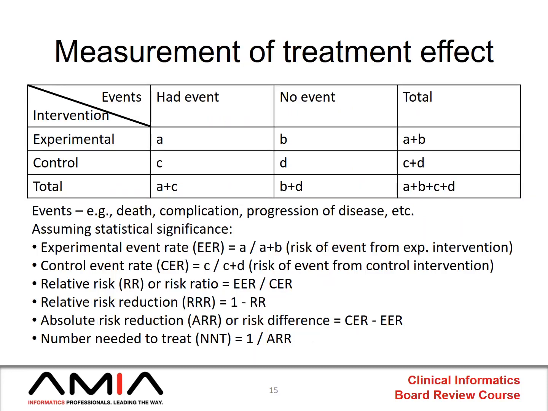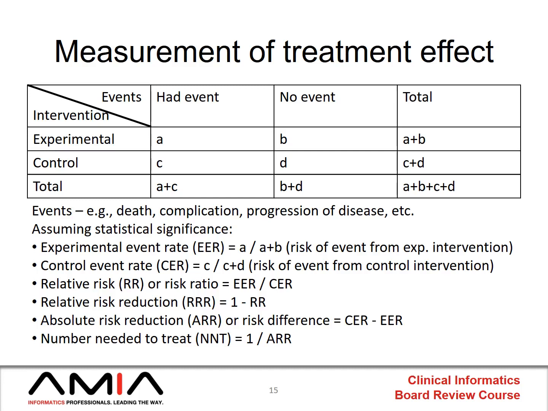When there is a treatment effect, we of course want to know how large it is, and this slide depicts the usual approach that's taken in EBM. We begin by creating a 2x2 table. The rows of the table have the intervention, whether the experimental group or the control group. And the columns have whether or not the patient had the event, that undesirable event that we described in the previous slide. Again, things like death, complication, progression of disease, and so forth.